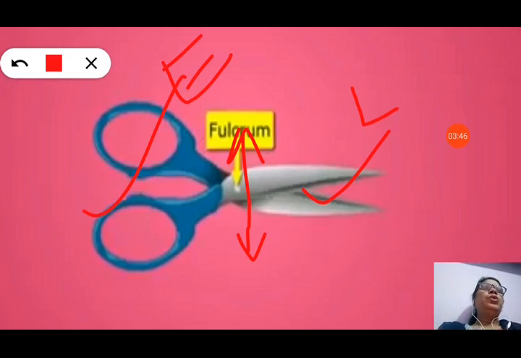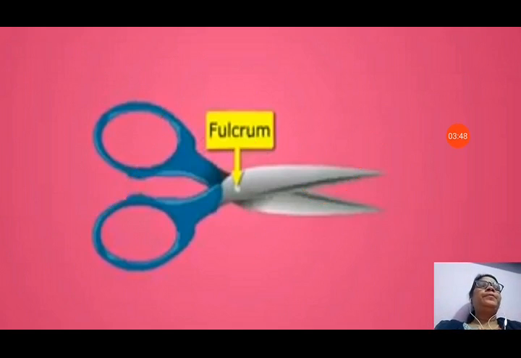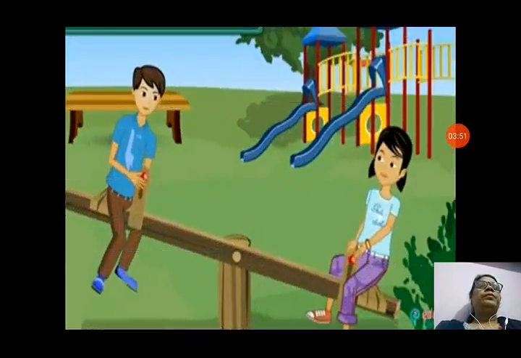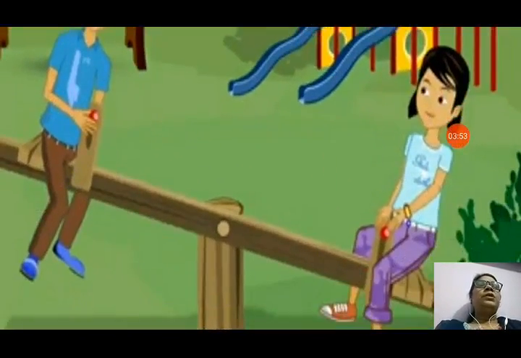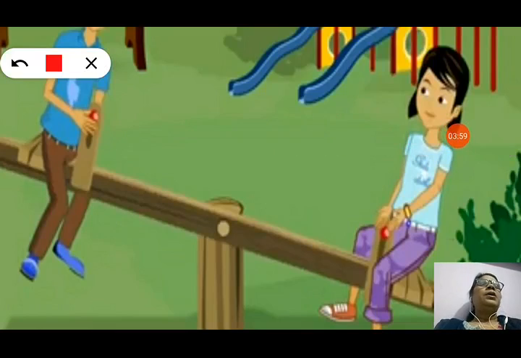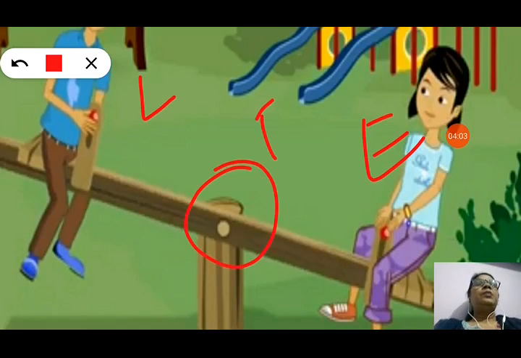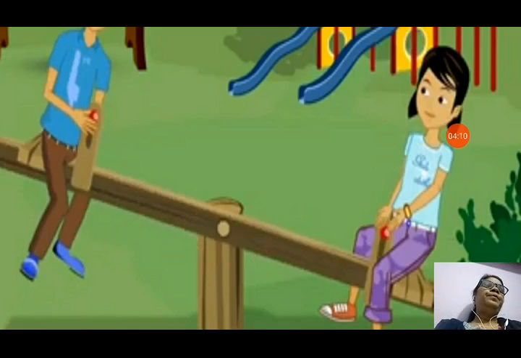In seesaw also you can see this. In seesaw also you can see both the sides. One side one is putting the effort here. If this girl is putting the effort, the boy is load, and the fulcrum is in the middle. So this is also a first class lever because the seesaw is moving from the middle.